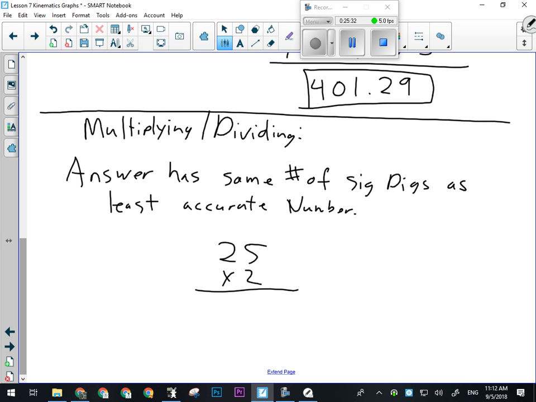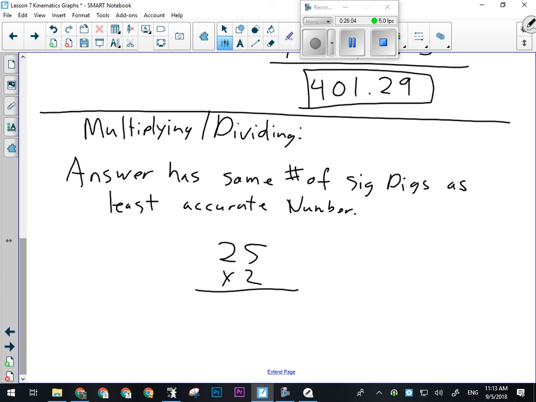So if I'm multiplying 25 by 2, my answer can only have how many significant digits? 1. Because 2 only has one significant figure. So my answer can only have one significant figure. How do I write 50 with only one number? 50 should have two numbers, a 5 and a 0. The answer is I've got to use scientific notation.